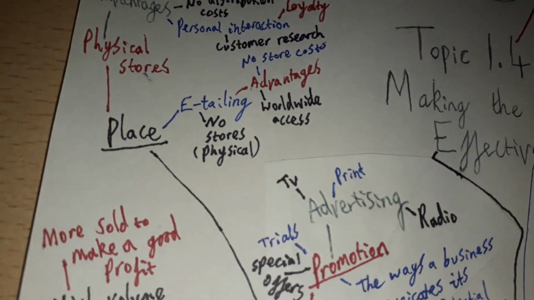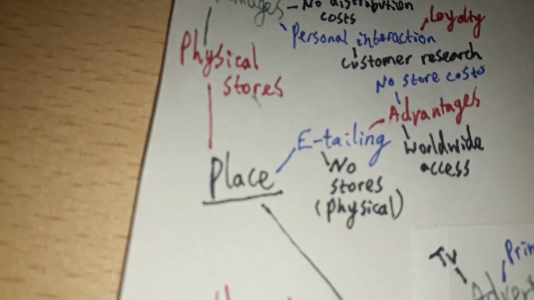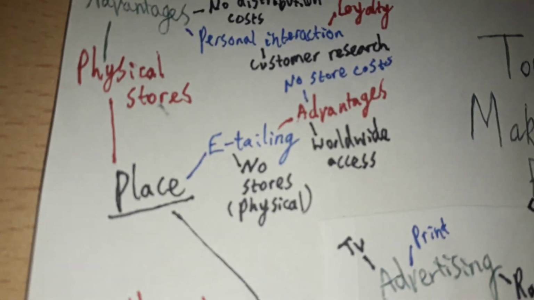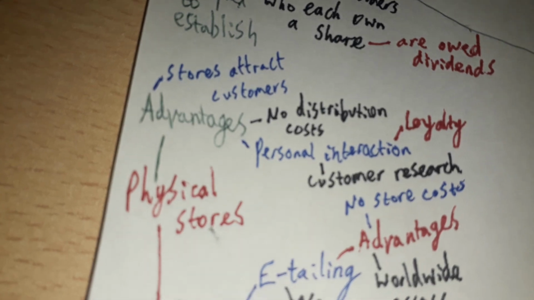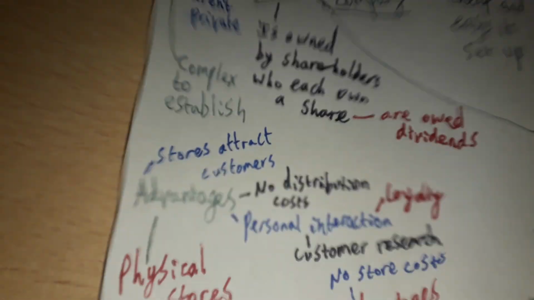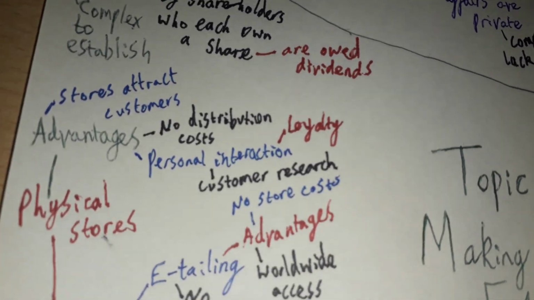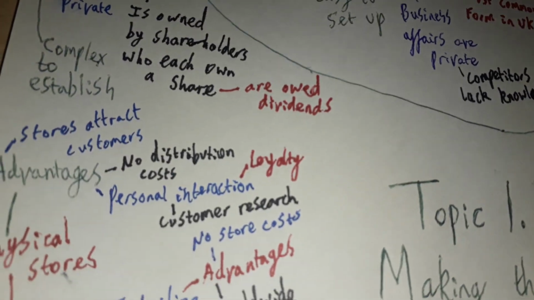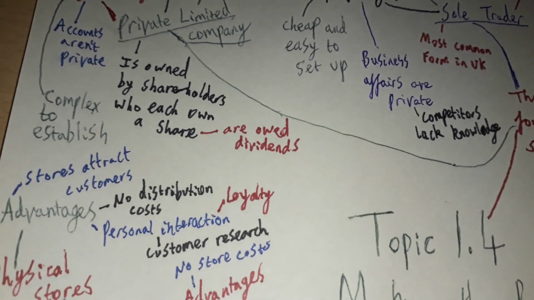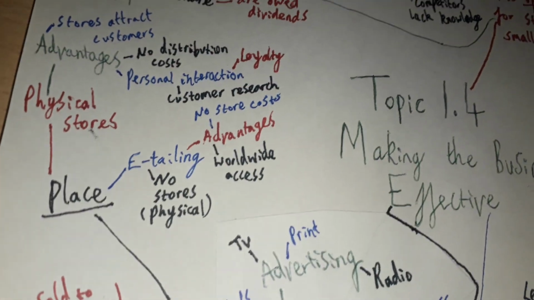Next, let's look at place. Technically, we've already talked about place a lot when we talked about location. So in this I'm going to narrow it down to physical stores and e-tailing, which is when there are no physical stores. Advantages of physical stores: they attract a lot of customers. There are no distribution costs because you're not sending anything out to anyone. There's personal interaction, which can create customer loyalty, and you can do customer research when people come in, seeing what they buy and what they do. I'm pretty sure we talked about that last episode, or maybe the one before. Right then, where were we?